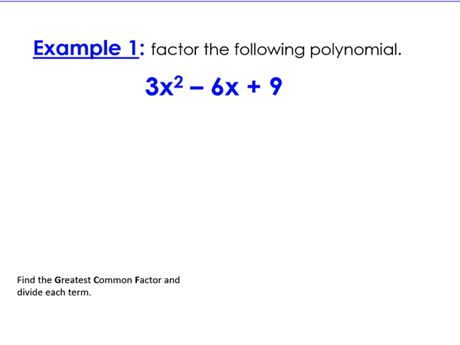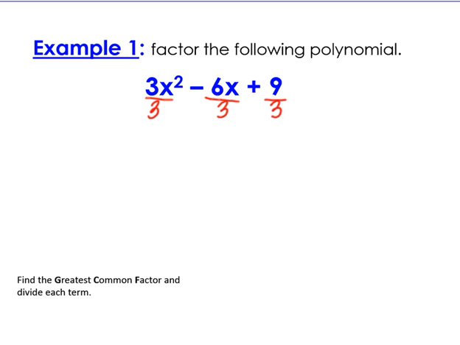So example 1, we're going to find the greatest common factor and divide each term. So I'm looking for a number that I can divide by 3, I can divide by -6, and I can also divide by 9. The biggest number that I can divide by 3, 6, and 9 is 3. Now, I don't have any variables. I can't take an x out of this because I can't take it out of all 3, because this 9 doesn't have an x on it. So the biggest thing I can take out of all 3 terms, this is 1 term, 2 terms, 3 terms, is a 3. So my GCF, or my greatest common factor, is 3.